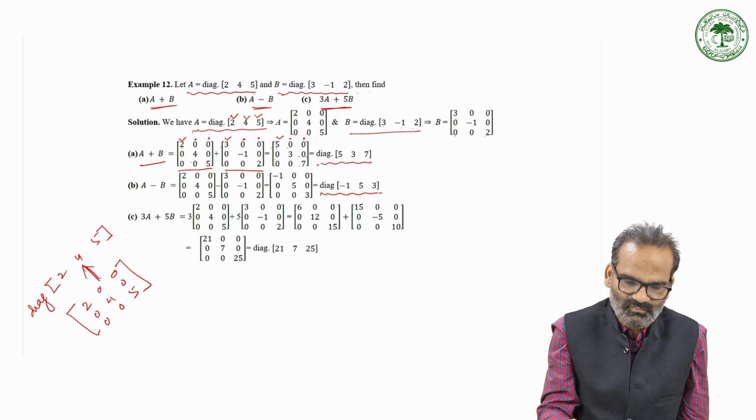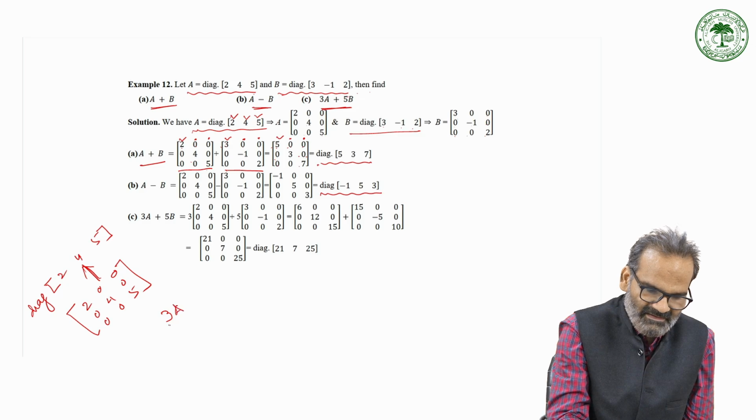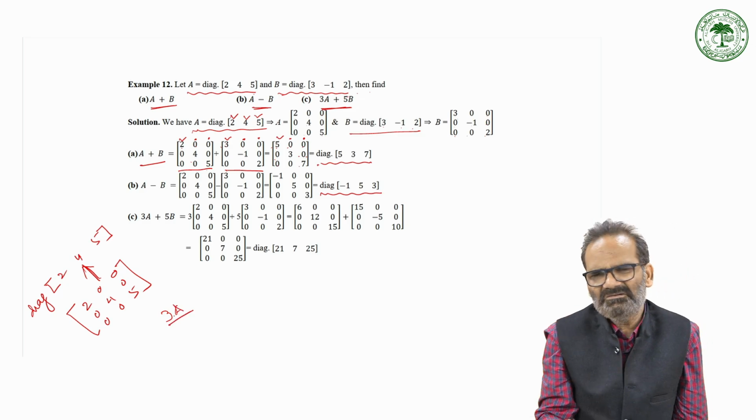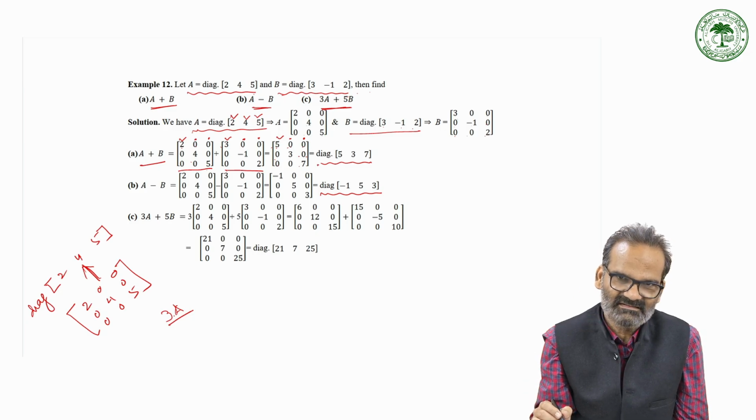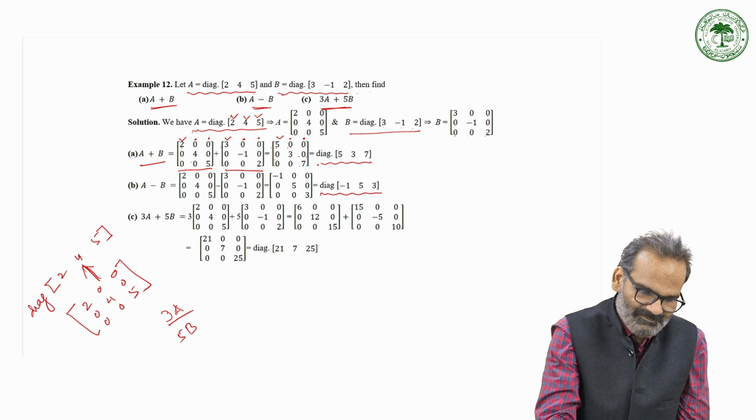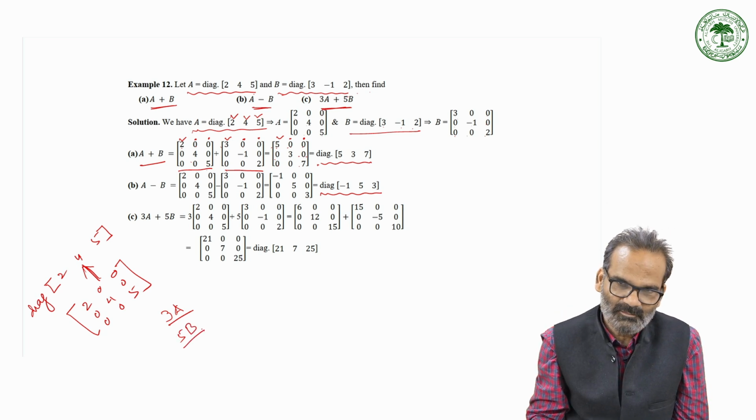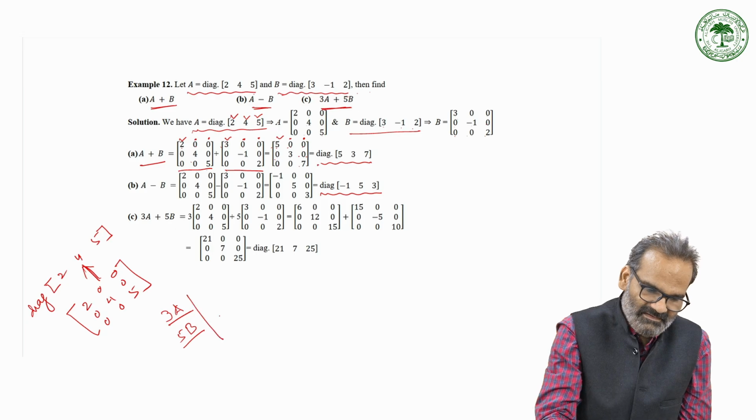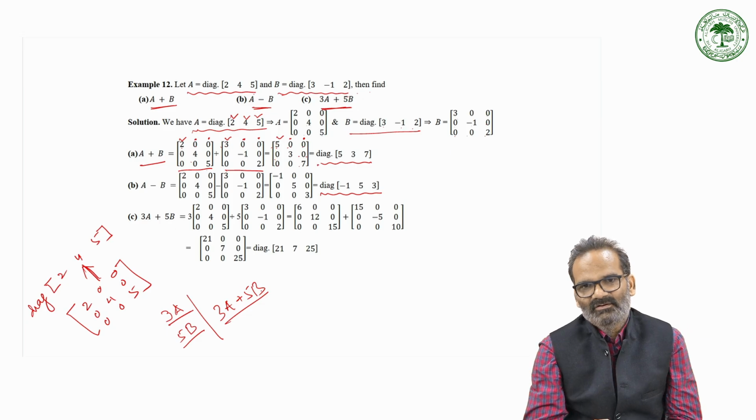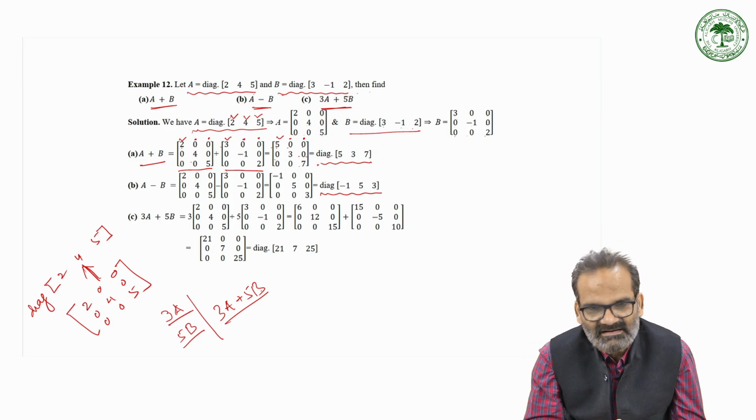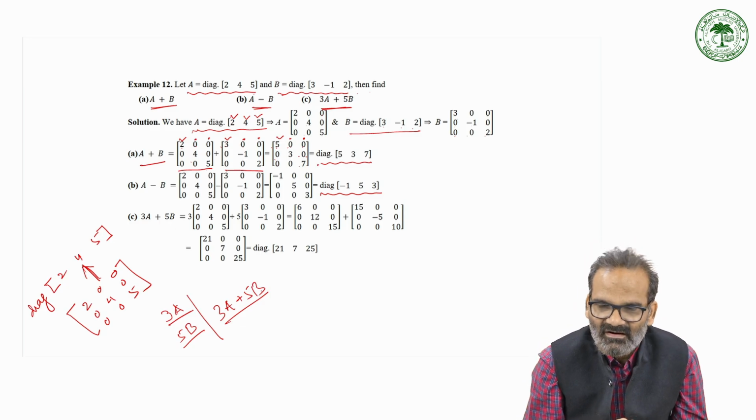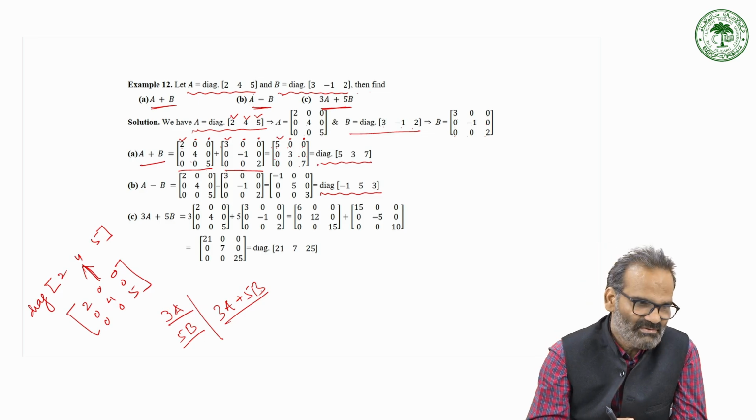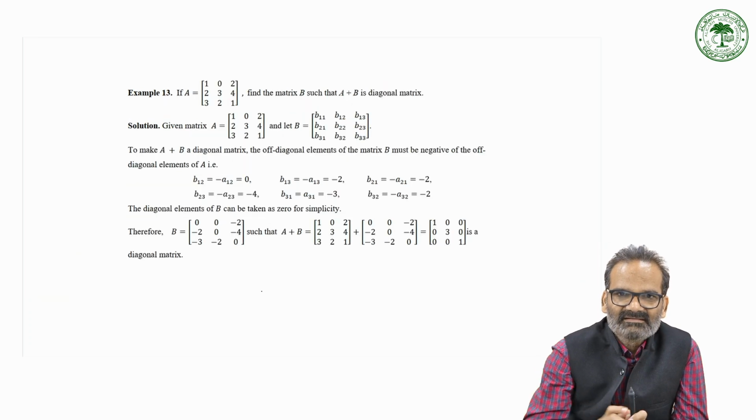Likewise, to find out 3A, multiply the matrix A with 3. A contains only diagonal elements. So multiply all the diagonal elements by 3, you will get 3A. 5B means multiply all the diagonal elements of B by 5, you will get 5B, and then finally add 3A plus 5B to get the required sum of these two matrices. It will again be a diagonal matrix. Sum and difference of two diagonal matrices is also a diagonal matrix.